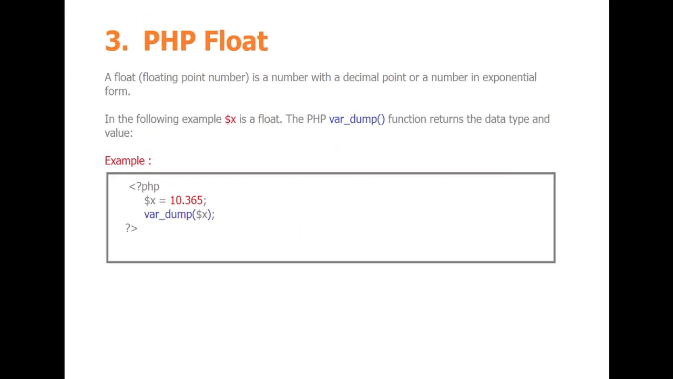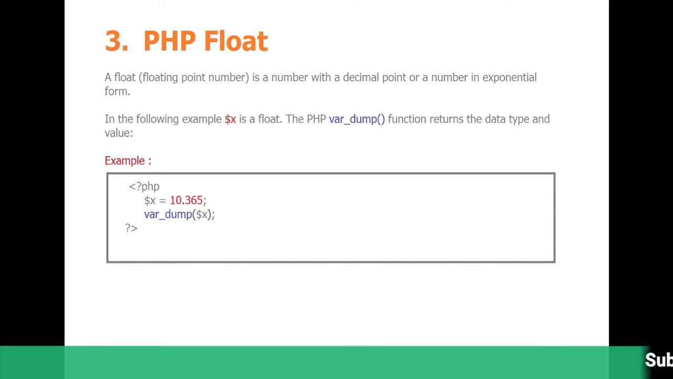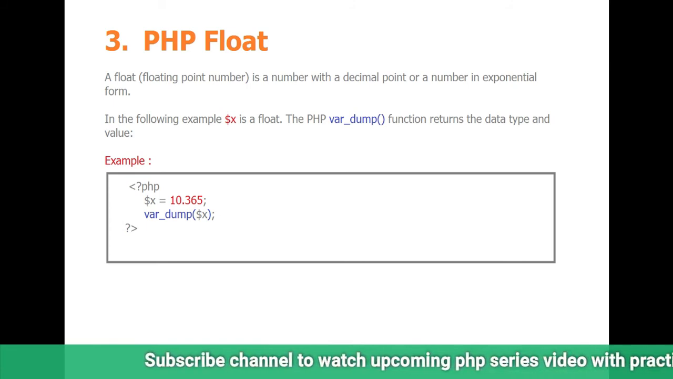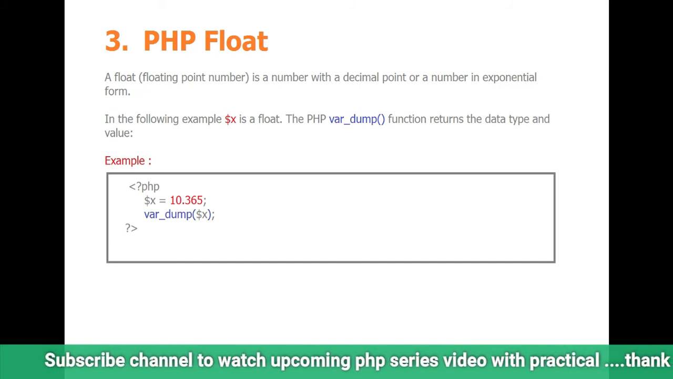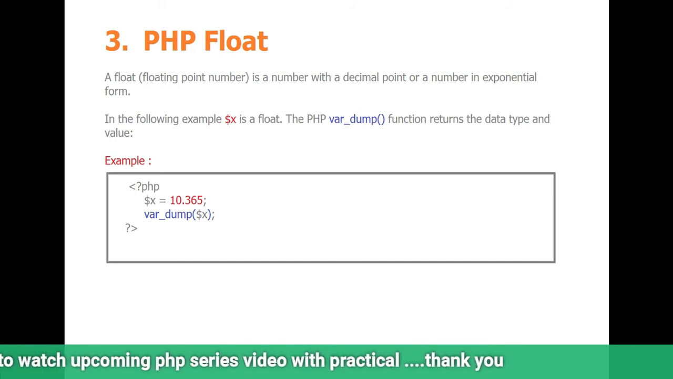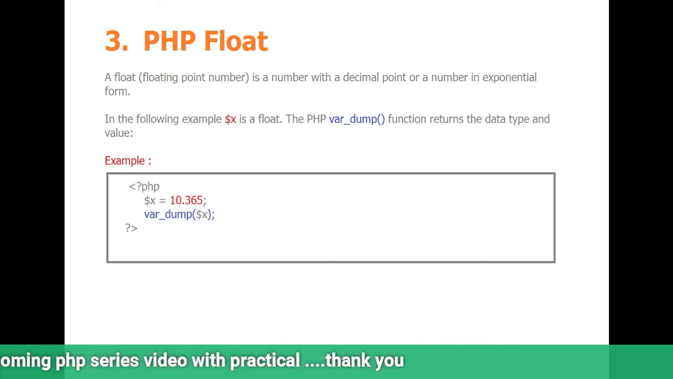Now the third point is PHP float. Float is nothing but a floating point number, a number with a decimal point. In the following example, you see x is a float, and the PHP var_dump function returns the data type value. Now we're going to check by coding, and you come to know the variable output by the var_dump function. Okay, so move toward the practical session for PHP float.